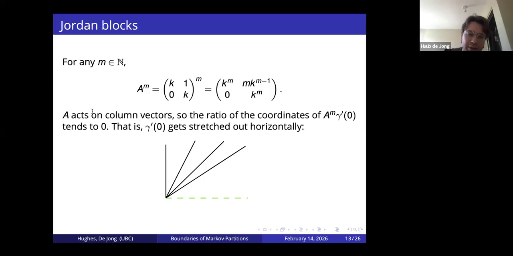If I take these powers of A and let them act on column vectors, then the ratio of the two coordinates is going to go to zero, which means that much like before, whatever vector we start with is going to get stretched out along a horizontal line. In the picture, you should think of the leftmost black line as being gamma prime at zero, and then increasing iterates of that vector. They're not to scale; I rescaled them to make the picture clearer, but the main thing to notice is that the angle goes to zero and the lines get longer and longer.